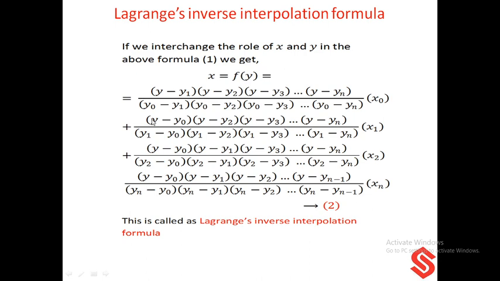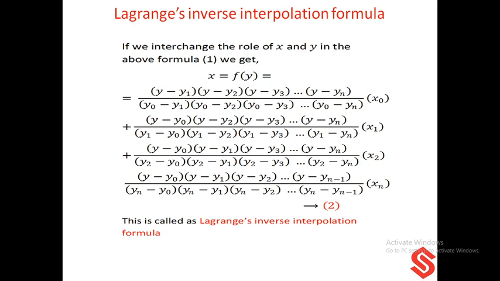Next, the second term: (y − y0)(y − y2)(y − y3), etc., (y − yn), divided by (y1 − y0)(y1 − y2)(y1 − y3), etc., (y1 − yn), into x1, and so on. And the last term will be (y − y0)(y − y1)(y − y2), etc., (y − y(n−1)), divided by (yn − y0)(yn − y1)(yn − y2), etc., (yn − y(n−1)), into xn. So that is equation 2. This is called Lagrange's inverse interpolation formula.